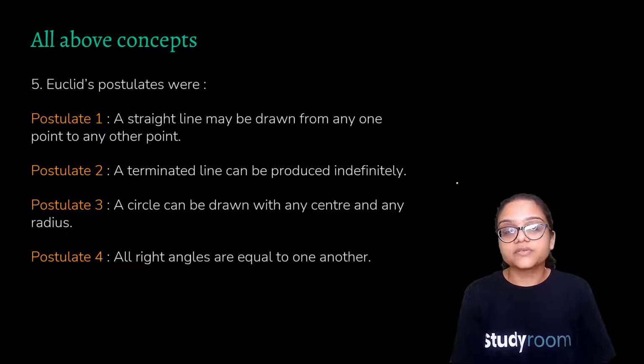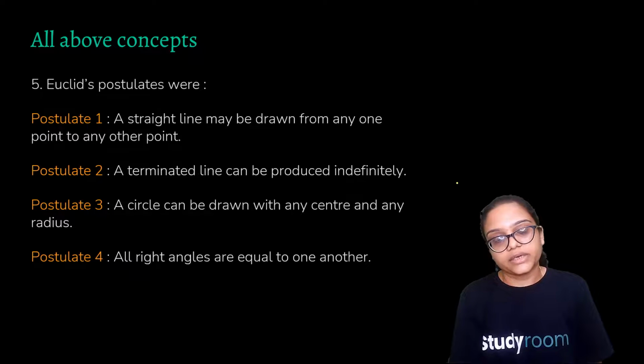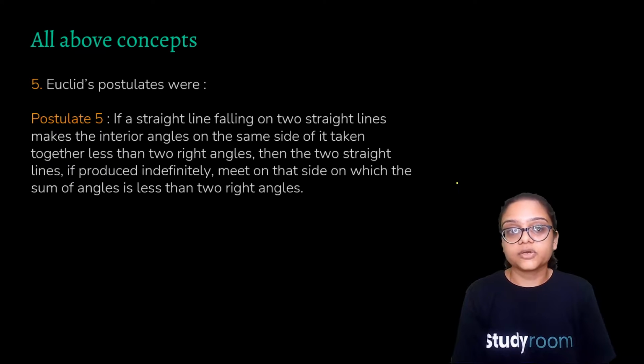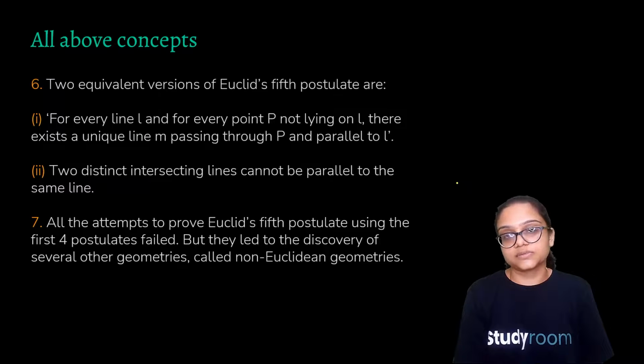Now, what were the postulates? First, a straight line may be drawn from any point to any other point. A terminated line can be produced indefinitely. A circle can be drawn with any center and any radius. All right angles are equal to one another because they will coincide obviously. Fifth postulate, which was a bit tricky: if a straight line falling on two straight lines makes the interior angles on the same side less than two right angles, or 180 degrees, then the two straight lines produced indefinitely would intersect at a point on that side. So this was the fifth postulate.